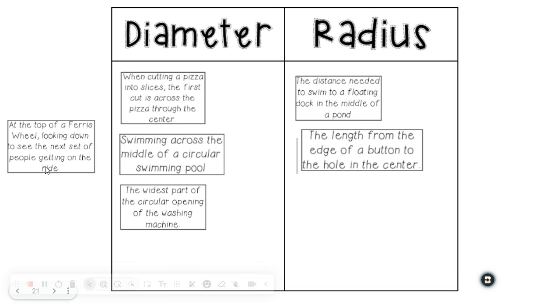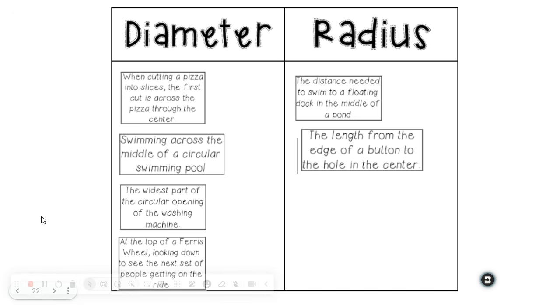At the top of a Ferris wheel, looking down to see the next set of people getting on the ride. So picture that you're at the top of the Ferris wheel, looking straight down. Would that be diameter or radius? This one is also going to be diameter because the people are not getting on the Ferris wheel in the center of the Ferris wheel. They're getting on the Ferris wheel at the very bottom. So if you're at the very top, looking straight down to the very bottom of the Ferris wheel, that is the diameter, straight through the middle.